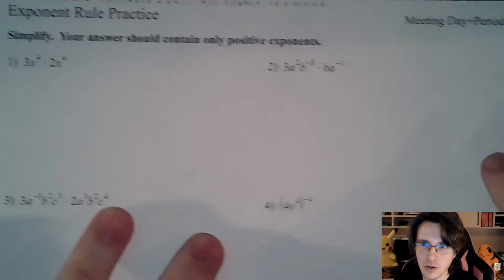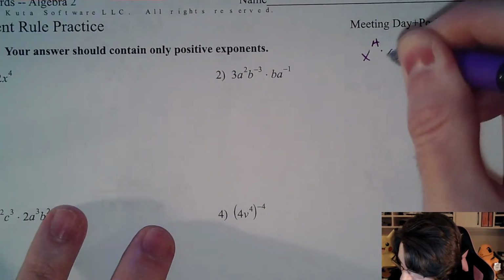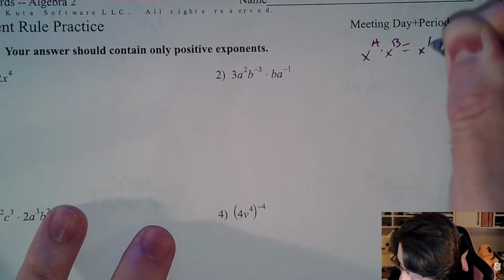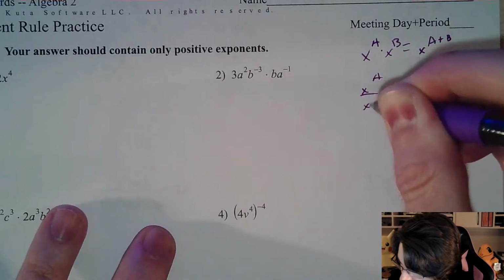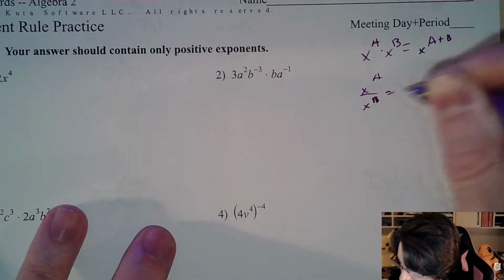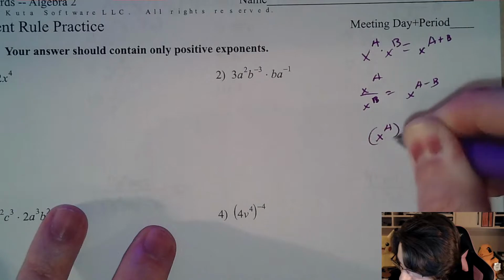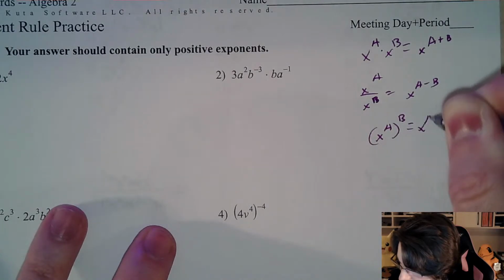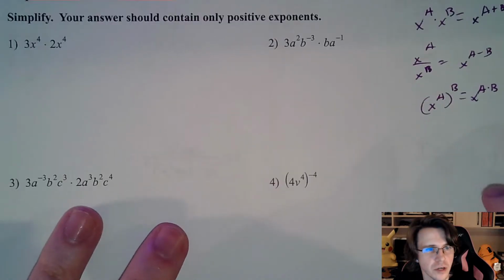So those key ones are, in case you just forgot them already, we have x to the a times x to the b is x to the a plus b. We have x to the a divided by x to the b is x to the a minus b. And if you have a power of a power, you multiply exponents. So that's how we have to do it.